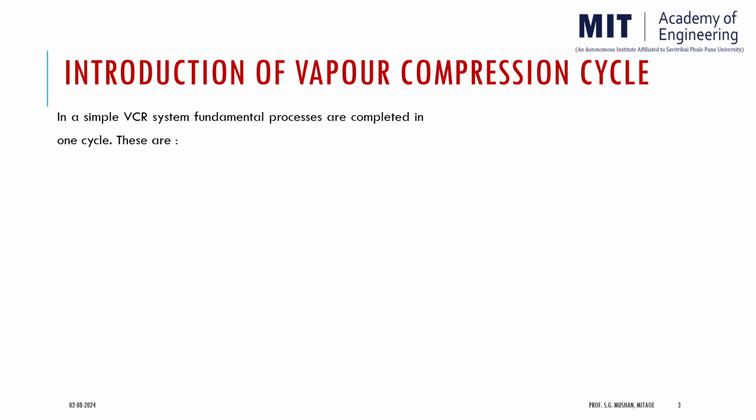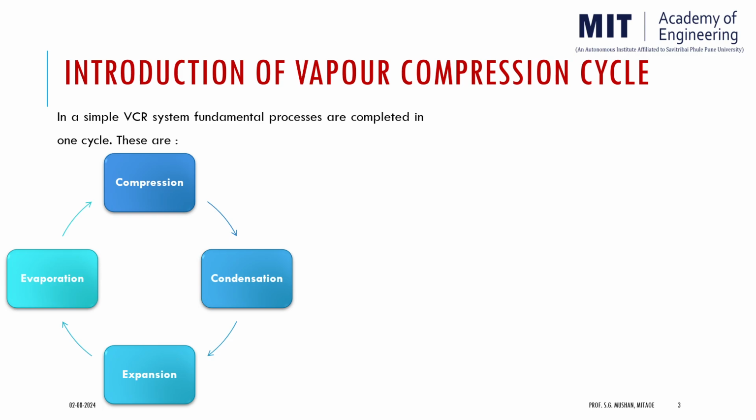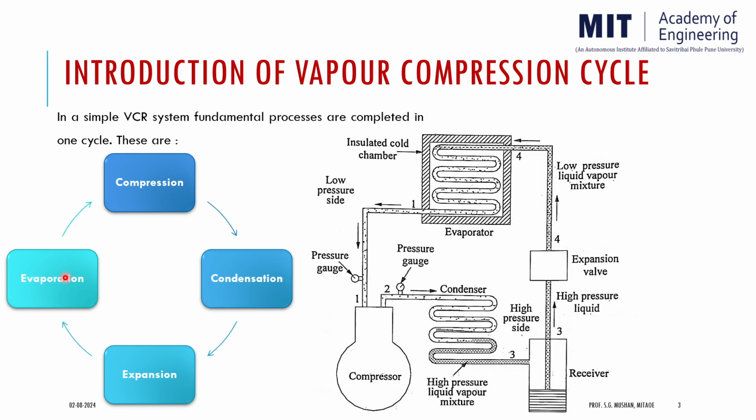So, introduction about VCR. In a simple VCR system, there are a total of four working components, and these working components will complete one particular cycle. The four major working components which help in completing this VCR cycle are compressor, condenser, expansion, and evaporator. So this compression, condensation, expansion, and evaporation process will help in achieving one complete cycle of VCR, that is vapor compression refrigeration. Now let's understand how this process starts.